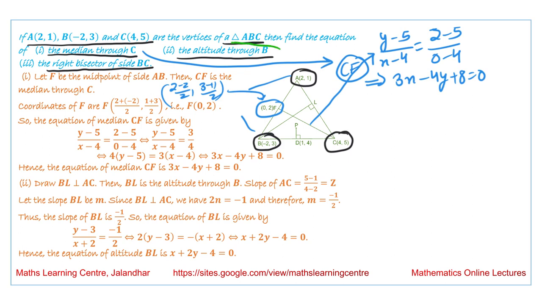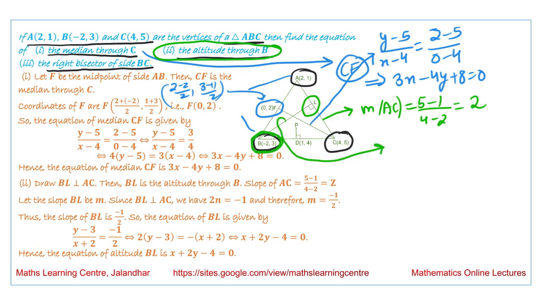Next we have to calculate the altitude through B. When we say altitude through B, this point B is given. Suppose the foot is at this point L. Now if we calculate the slope of the line AC, that is (5 minus 1)/(4 minus 2), the answer is 2. So the slope of this line BL is minus 1 by 2, because both these lines are perpendicular to each other.